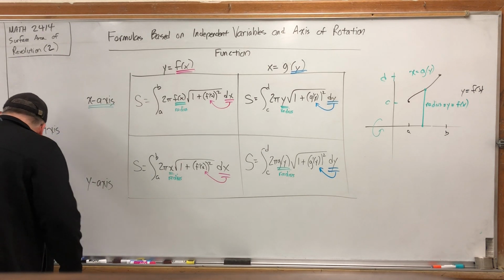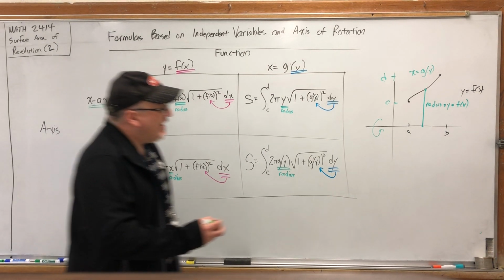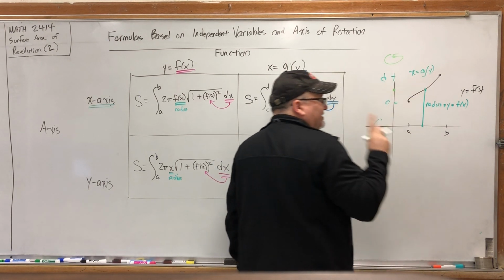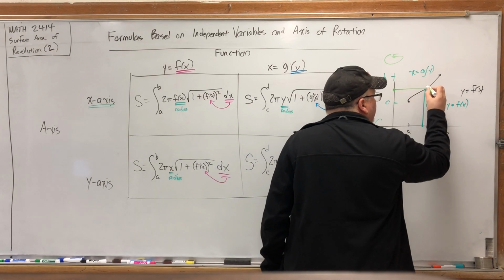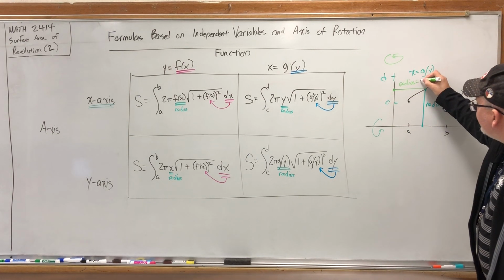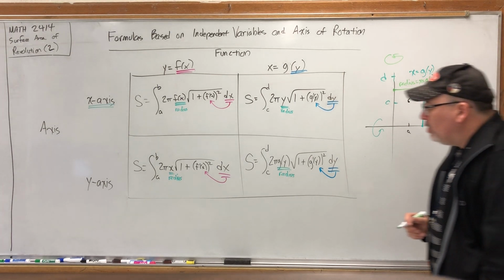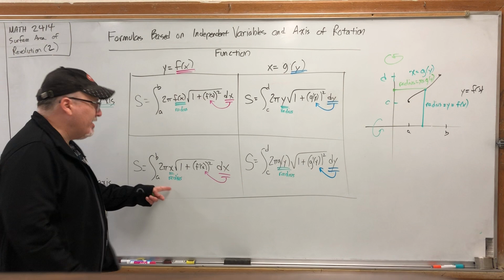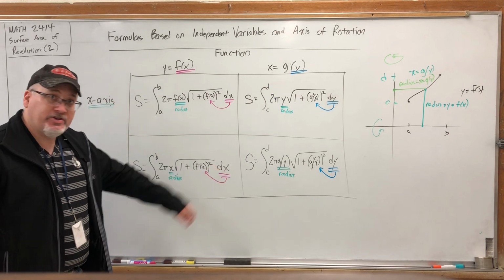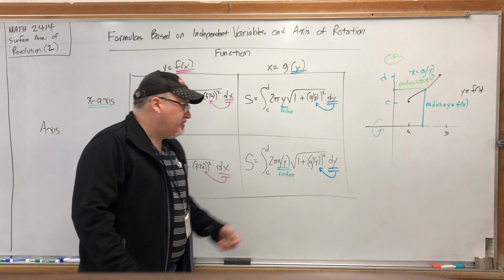But if we were going around the y-axis, I'll choose this color green, I think it will show. If you're going around the y-axis, then your radius is the distance from the axis of rotation to the curve. Well, in that case, the radius is x, or g of y, if you have a function of y. So when we're going around the y-axis, my radius needs to be either x or g of y. Which one? That depends on the differential. If I have dx, I need an x here. If I have a dy, I need g of y.